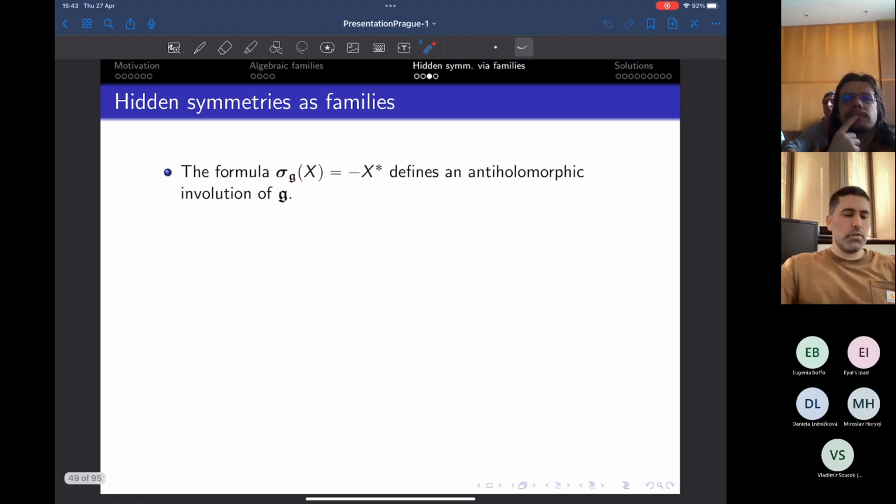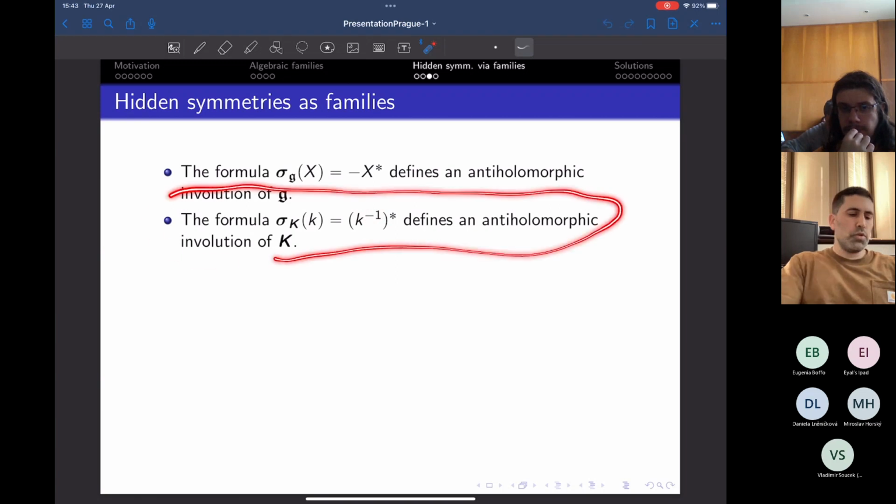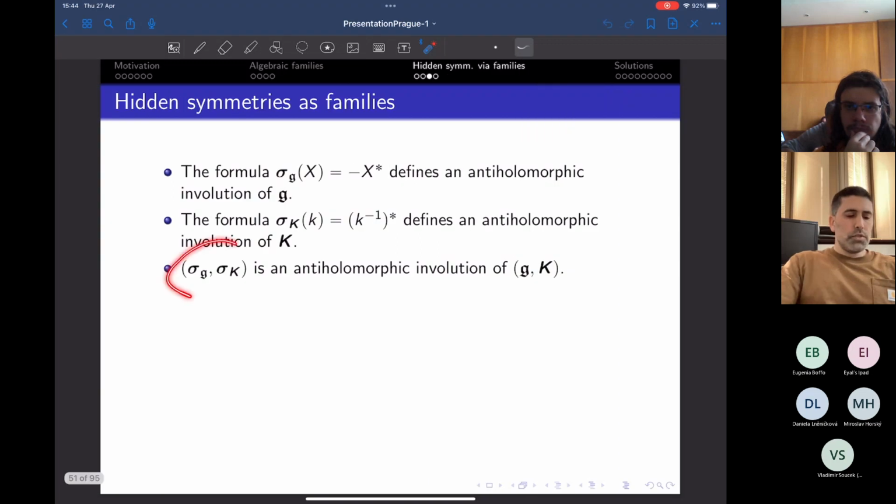There is another anti-holomorphic involution for the group. I can think of each element of O3 also as an automorphism of smooth compactly supported functions. And I can again use the adjoint and the inverse of the group, and I get an anti-holomorphic involution on the family of complex algebraic groups. These two involutions together give us an anti-holomorphic involution for the family of Harish-Chandra pairs.